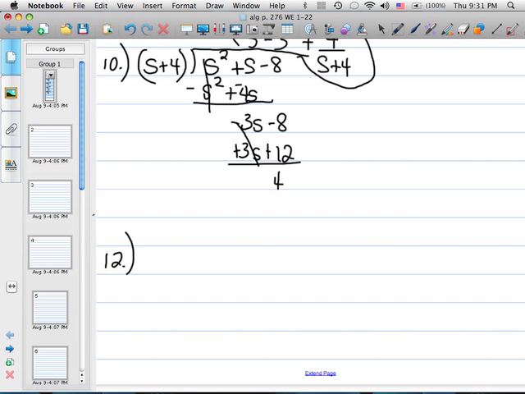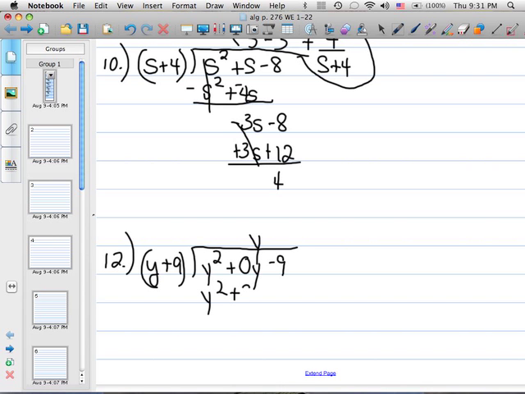Problem number 12, we have y plus 9 as our divisor. The numerator, our dividend, is y squared minus 9. We're missing the y term, so we have to hold it with a 0y and then minus 9. To get y to be y squared, we need to multiply it by a y, so we put it above the 0y. Multiplying the binomial, we get y squared plus 9y. Subtract, change your signs. We get negative 9y minus 9.